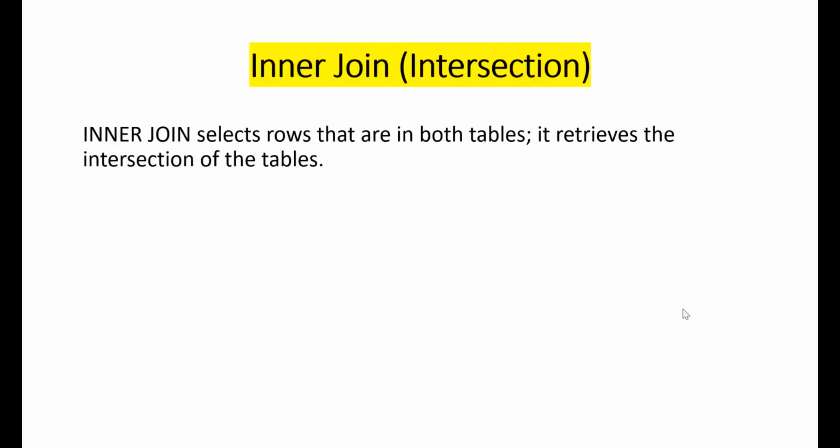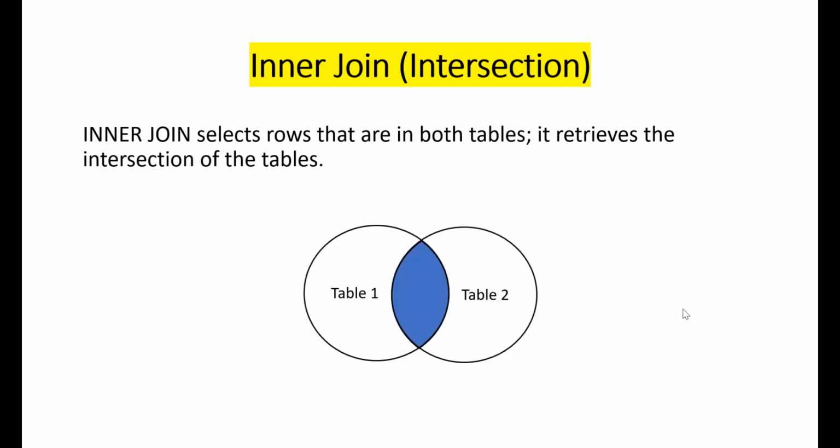For the inner join, which also corresponds to the intersection, the inner join keyword selects the rows that are in both tables, which means that it retrieves the intersection of the tables. As you can see here, the blue area represents the intersection between table 1 and table 2, which means that the inner join will display the rows that are present in both table 1 and table 2.